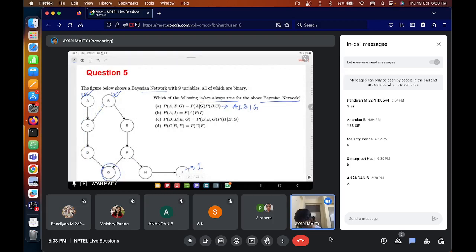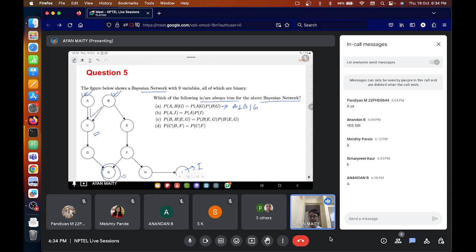This is the undirected path from A to B, and it goes through C. This is the common child, or common effect, case of the d-separation rules in Bayesian networks. C is the common child of both A and B. If C or any of the descendants of C, in this case G, is given, then this path is not blocked. G is a descendant of C, since there is a direct path from C to G. So this path from A to B is not blocked by C.